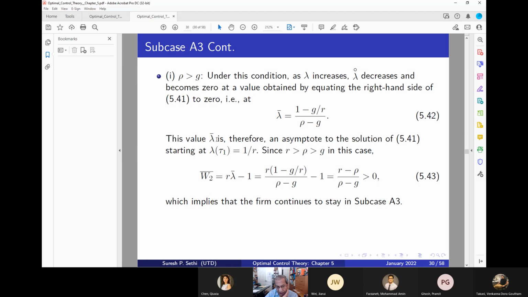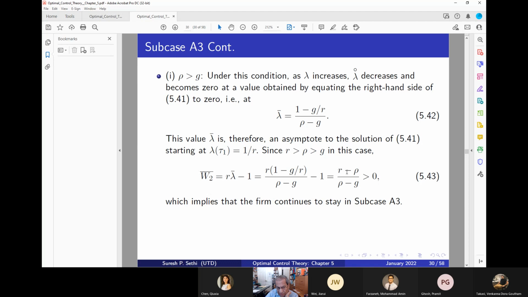The value of lambda bar is an asymptote to the solution 5.1 starting at 1 by r. And since we are assuming rho is bigger than g, in this case w bar, which is r lambda bar minus 1, is given to be this value, which is bigger than 0.